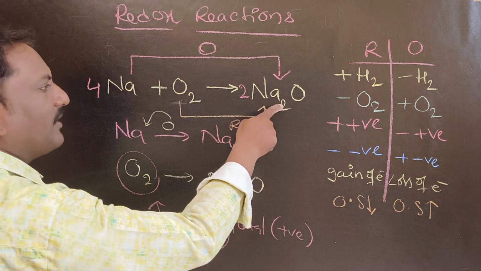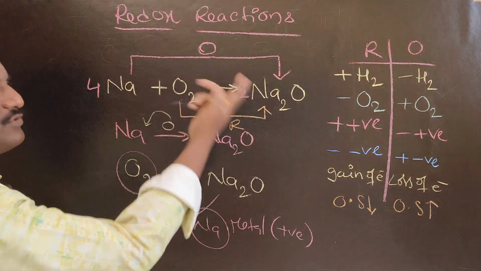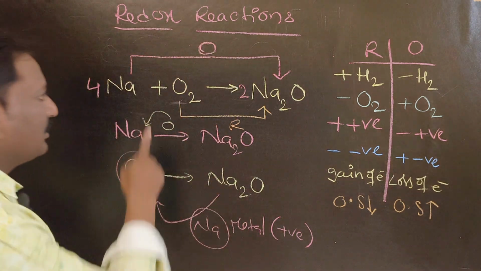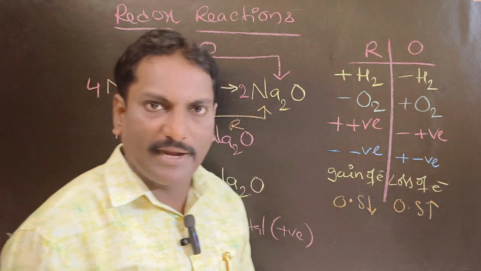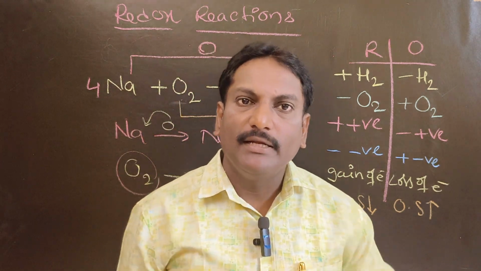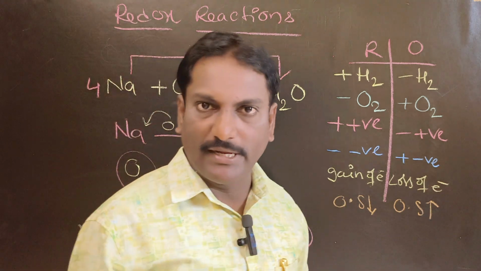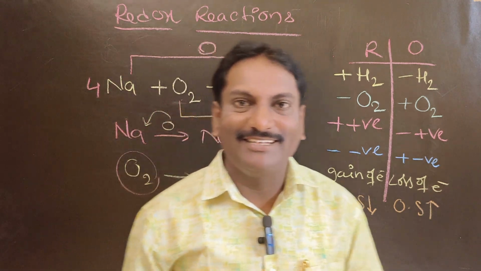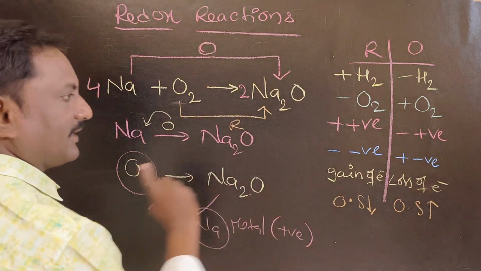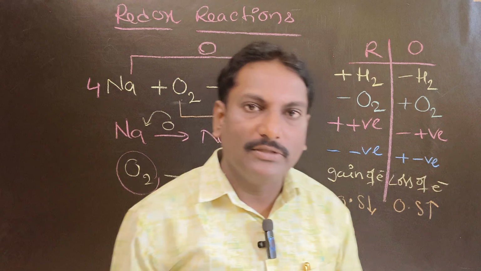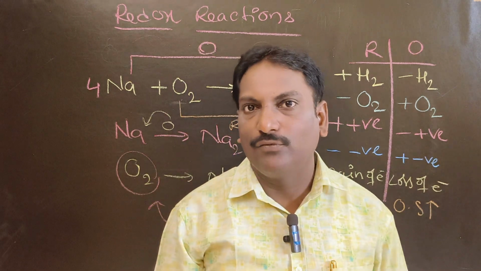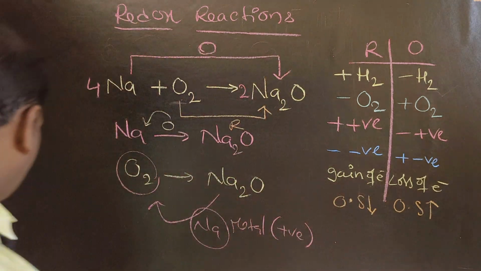Here sodium is converted into sodium oxide, so oxygens are added. That's why the conversion of sodium to sodium oxide is called oxidation. The conversion of oxygen to sodium oxide is called reduction. Both are occurring simultaneously in the reaction. So that's why it must be considered as a redox reaction. Is it clear? It's a redox reaction. Very good. The first category is completed, that is identification of redox reaction in the given reaction. Now, the second category.